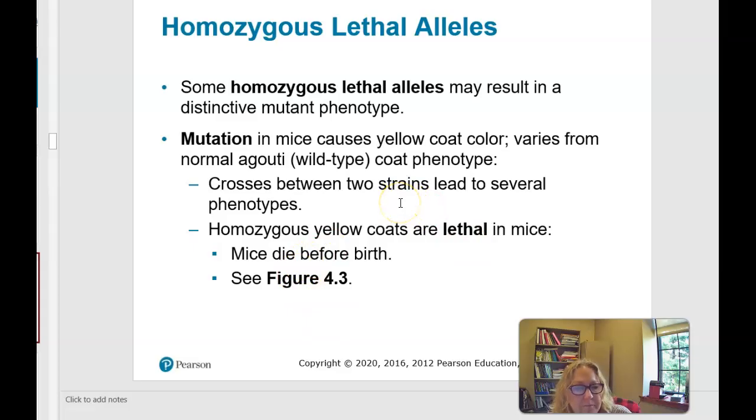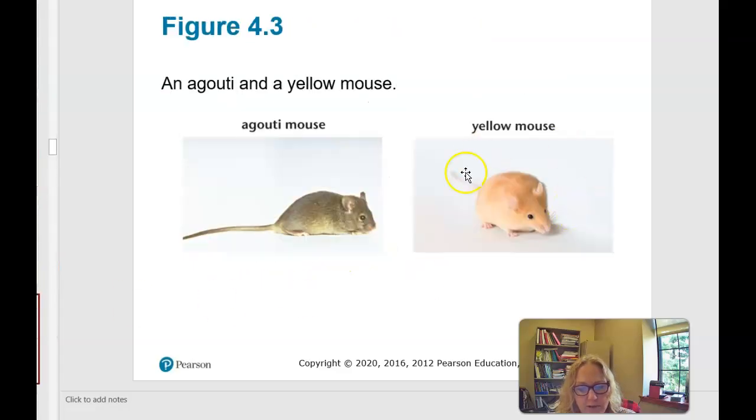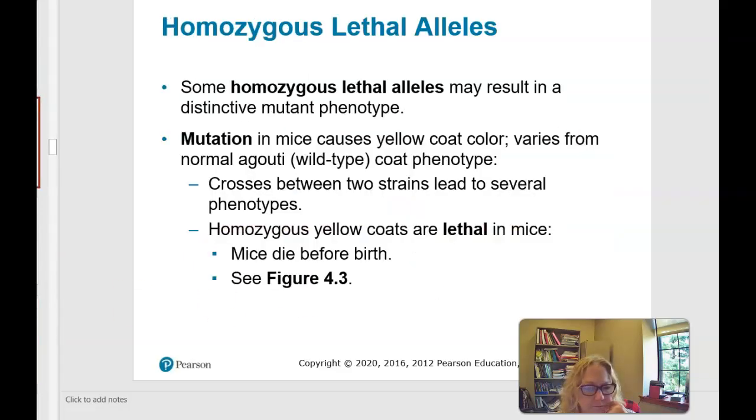So be like, what is going on? That's what's going on. A mutation in mice causes yellow coat color, which varies from the normal agouti coat phenotype. Crosses between two strains lead to several phenotypes. Homozygous yellow coats are lethal in mice. Mice die before birth. There we go.